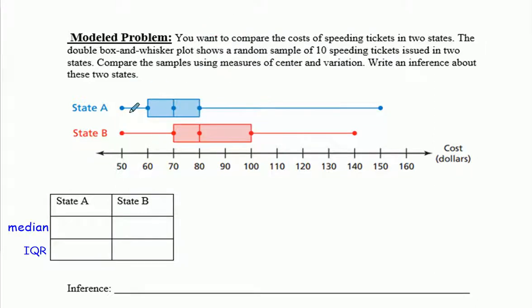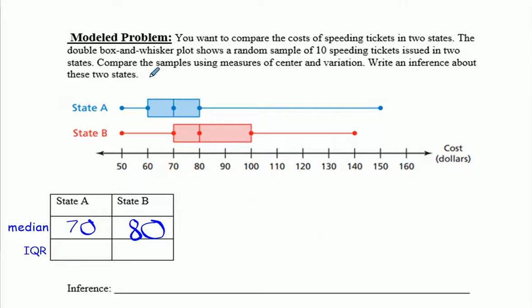All right, so we'll start with the median. The median for state A is going to be 70. Remember, median means middle. And for state B, the median is 80.